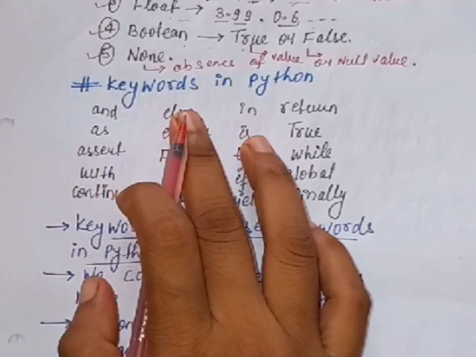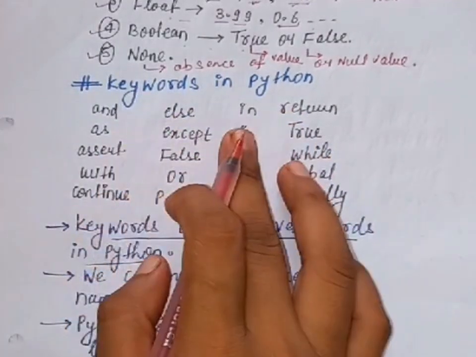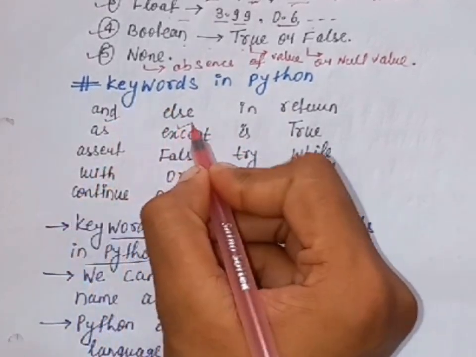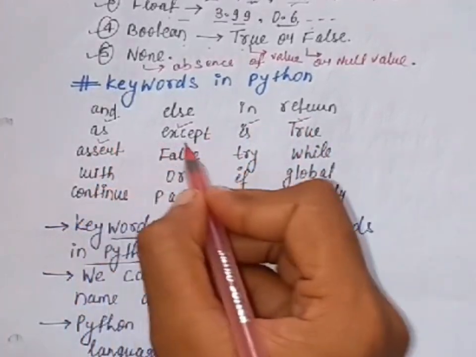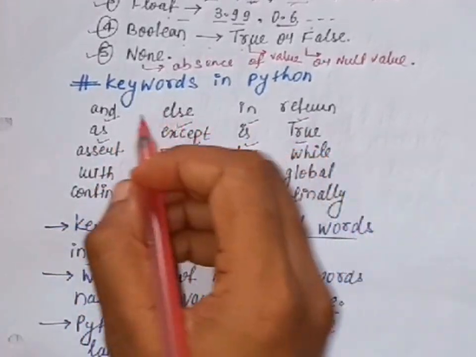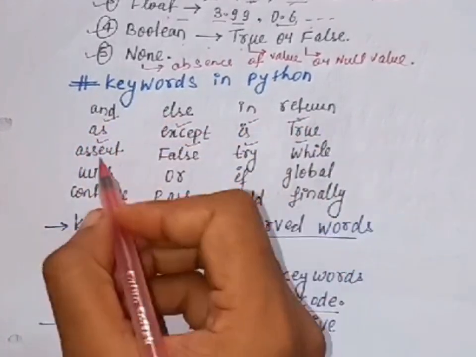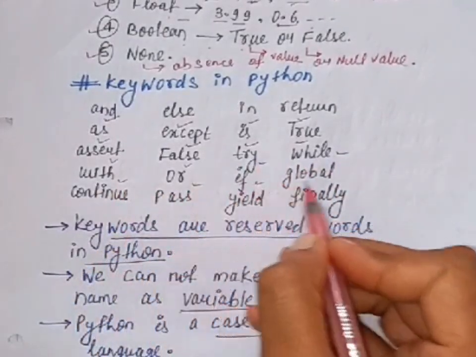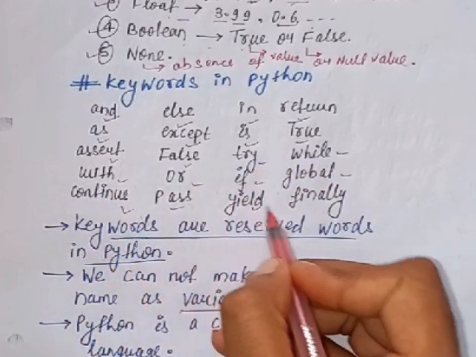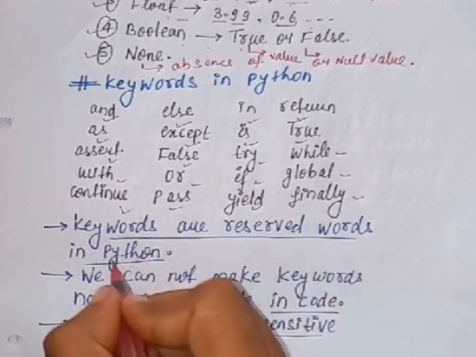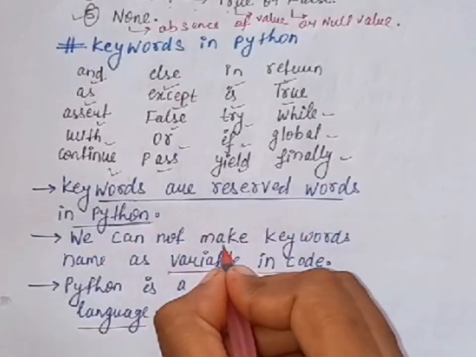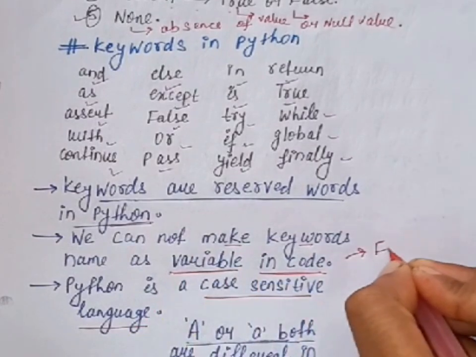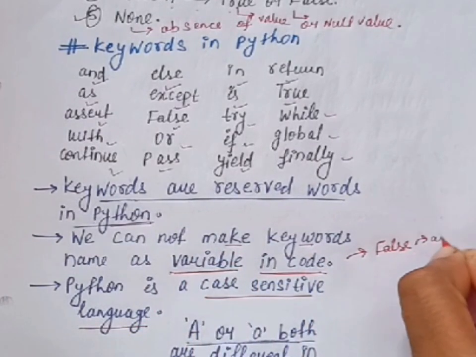Next we'll discuss keywords in Python. There are various keywords in Python. I'll mention here a few of them, such as and, else, in, return, as, except, is, true. We can use all these keywords in our program. Assert, false, try, while, with, or, if, global, continue, pass, yield, finally. Keywords are reserved words in Python. We cannot use a keyword as a variable name, means we can't write false as a variable name.